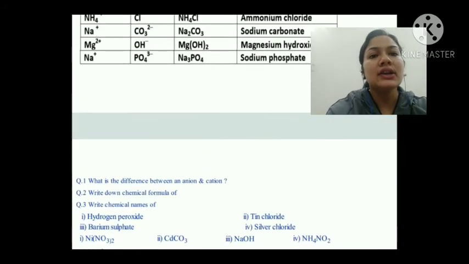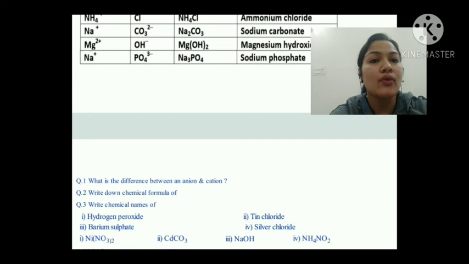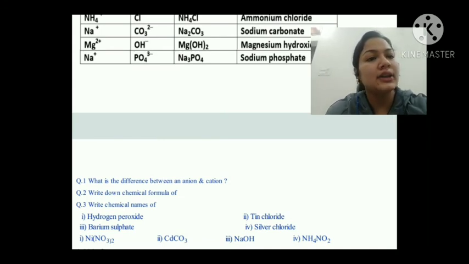Okay, so these are the questions which you have to do in your notebook. What is the difference between an anion and a cation? At least two differences you can write. One is definition, and second, three differences you can write. One is definition, second is charge, and third is example. Okay, write down the chemical formula of the following. Actually, second question and third question are same. So all these chemical formulas you have to write, like hydrogen peroxide, tin chloride, barium sulfate, silver chloride.